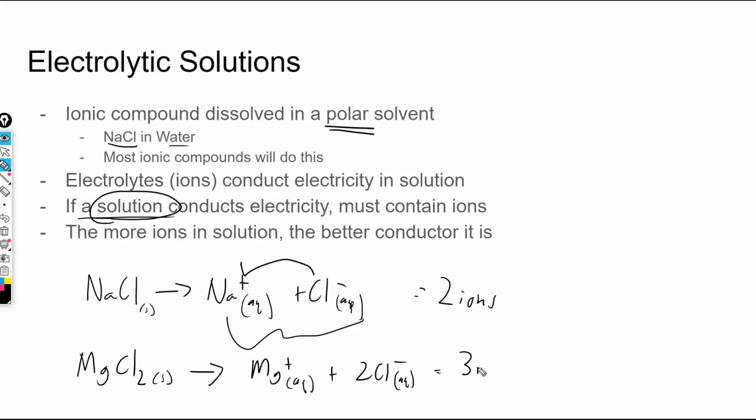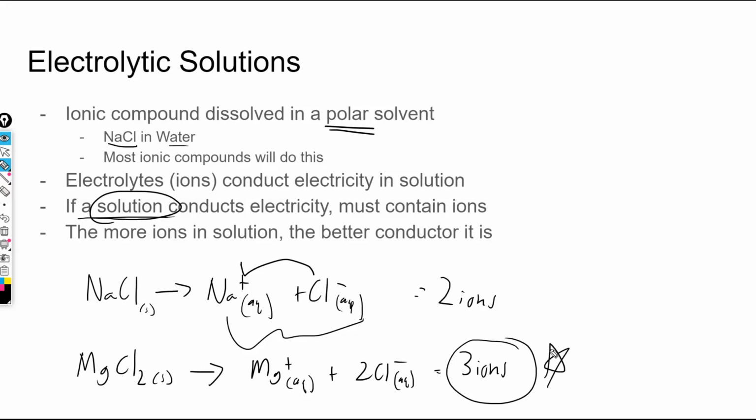This one has 3 ions in solution, which makes this the better conductor. That's the important part: if you have more ions in a solution that's been dissolved, the better conductor it is. And you can find that out by just counting up the number of ions you'd have. NaCl has only 2, MgCl has 3. So this would be the better conductor.